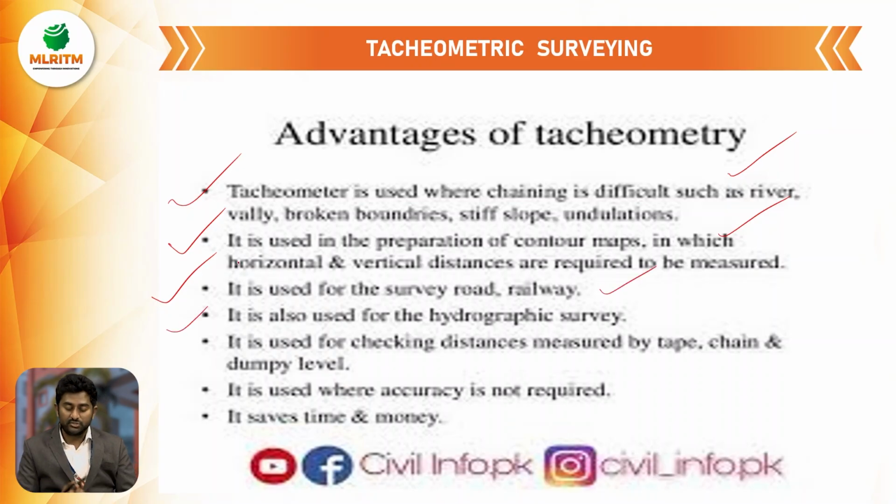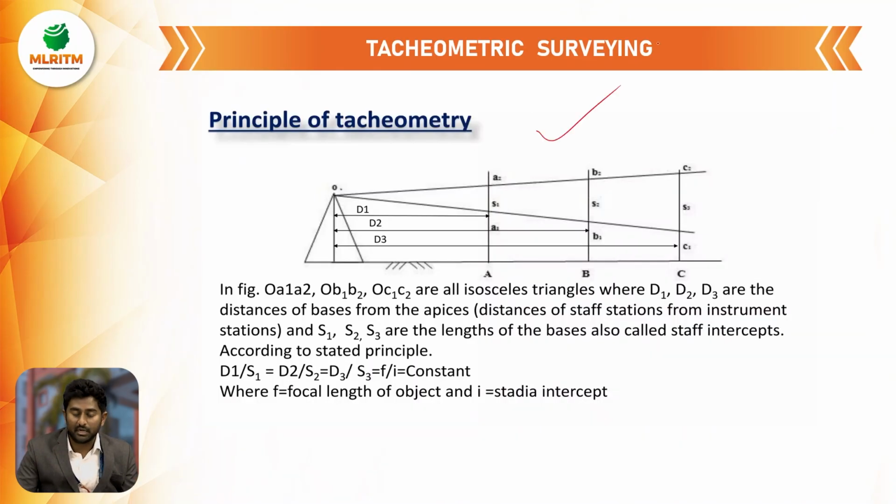It is also used for hydrographic surveys. It is used where more accuracy is required. It saves time and money. Tacheometry is used for surveying land records, and it is more beneficial for minimizing time and money. Next, what is the principle of tacheometry? The main principle of tacheometry is d1 by s1 equals d2 by s2 equals d3 by s3.